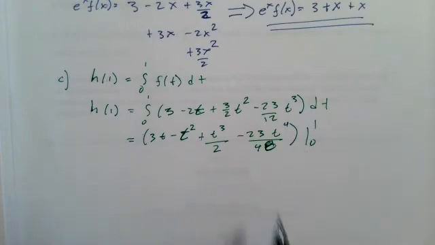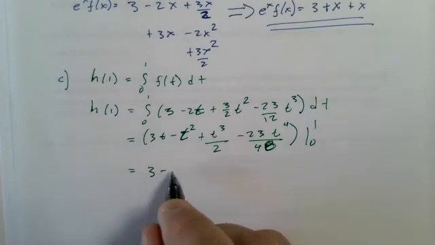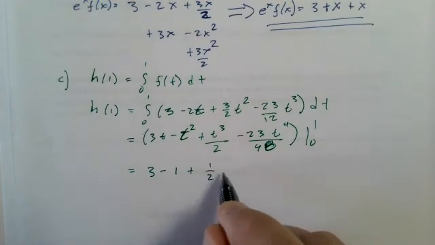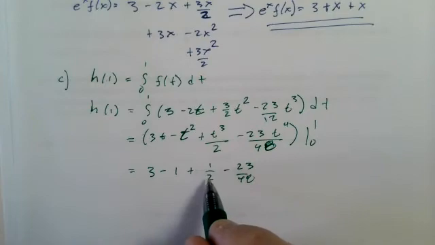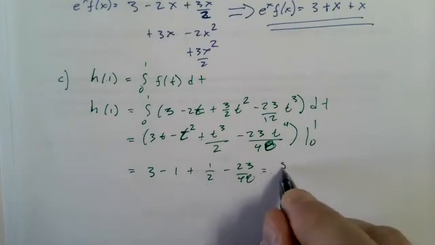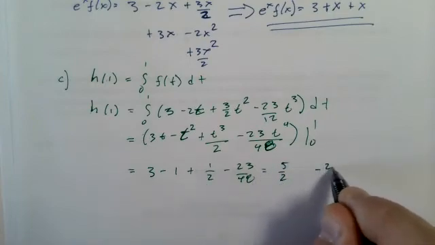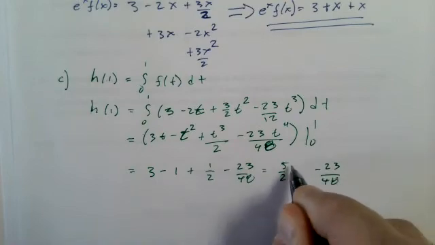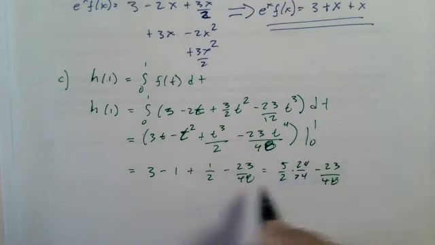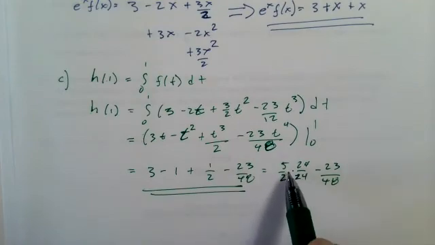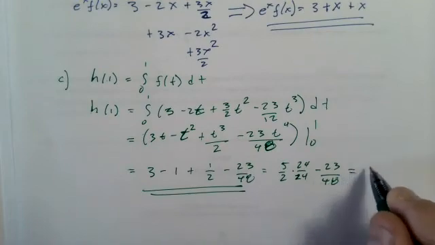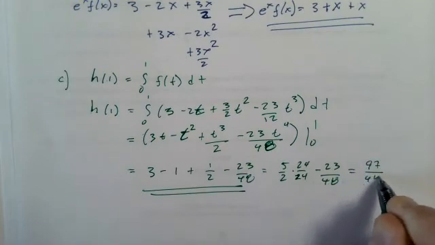So 0 is going to vanish, and we're left with 3 minus 1 plus 1/2 minus 23 over 48, which is 2 plus 1/2, which is 5/2, minus 23 over 48. Multiplied by 24 over 24. By the way, you would be fine just writing that, but I'm a math geek, can't do it. 5 times 24 is 120, 120 minus 23 is 97/48.